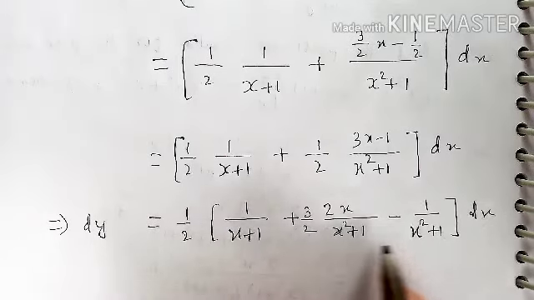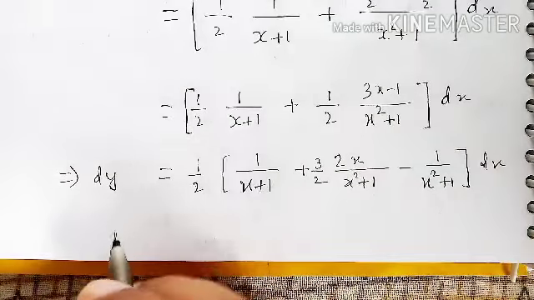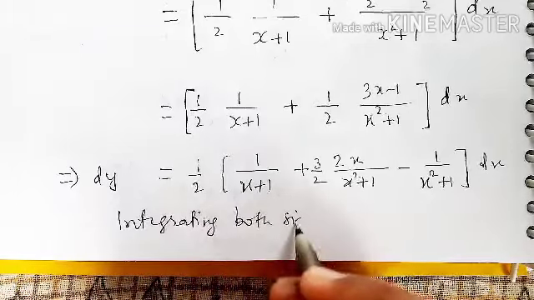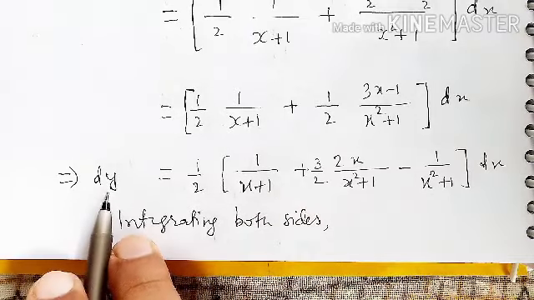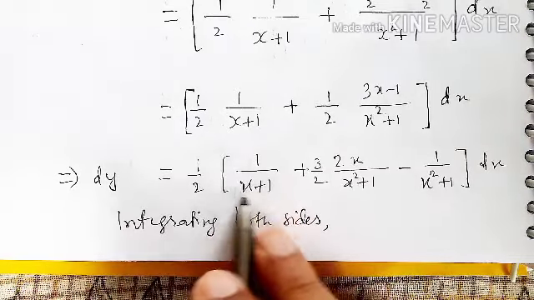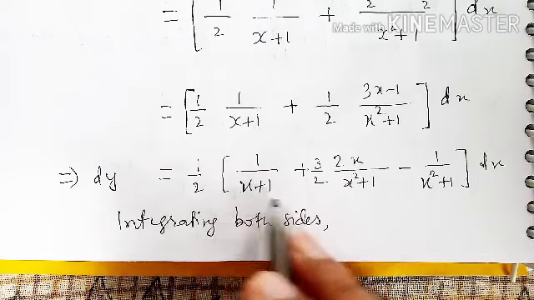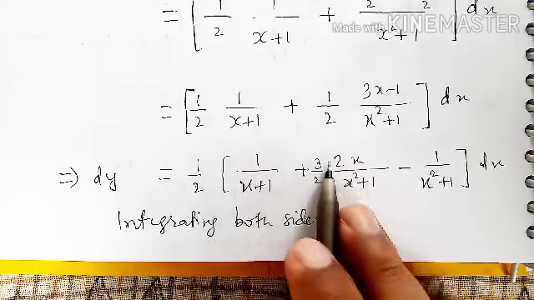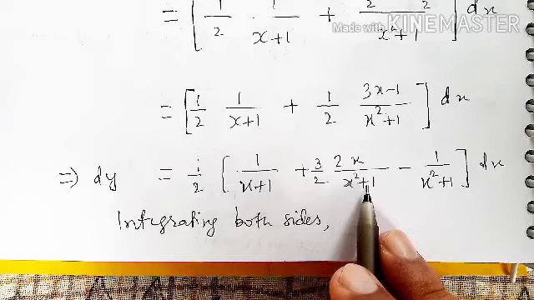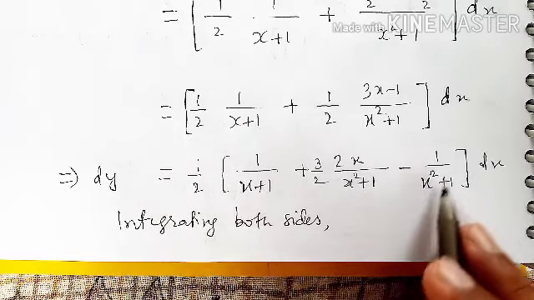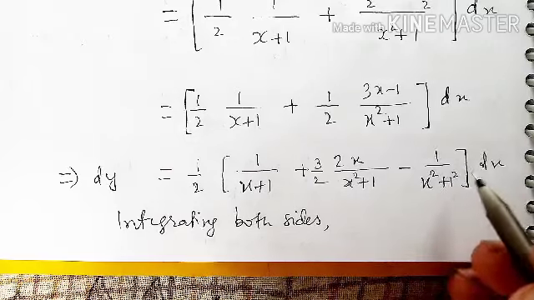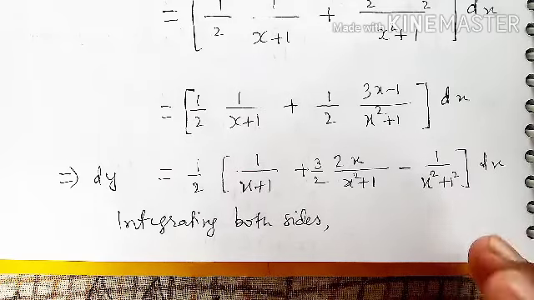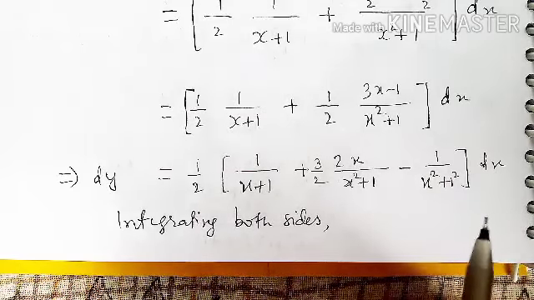We see that this is in a standard form. So integrating both sides, the integral of dy is y. The integral of 1/(x + 1) is log|x + 1|. The integral of 2x/(x² + 1), its derivative is here, so log|x² + 1|, minus the integral of 1/(x² + 1). 1 can be written as 1². We know that the integral of 1/(x² + a²) is (1/a) tan⁻¹(x/a) + C.